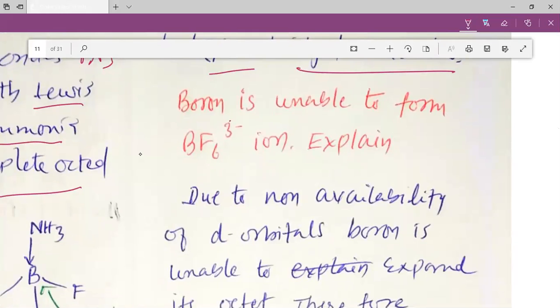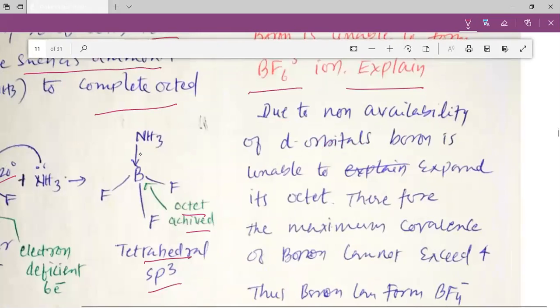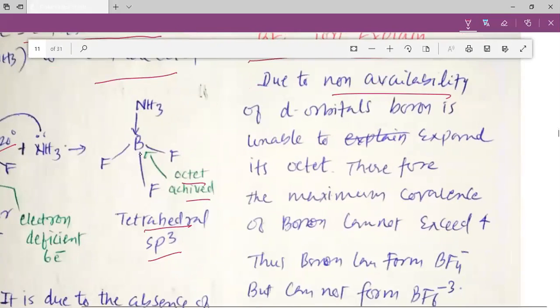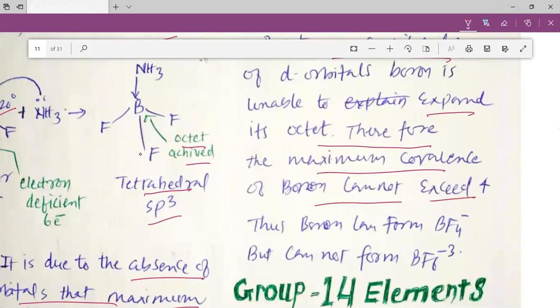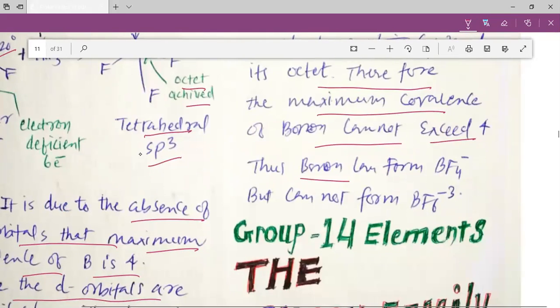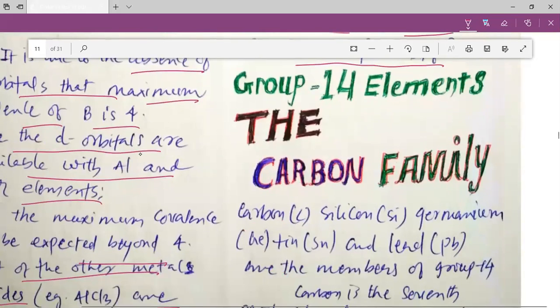Now we have a question, my dear students. Boron is unable to form the BF6 3 minus ion. Give reason. Due to the non-availability of vacant d orbitals, boron is unable to expand its octet. Therefore, the maximum covalence of boron cannot exceed 4, and thus boron can form BF4 minus, but boron cannot form BF6 3 minus. So here we complete the study of group 13 elements.